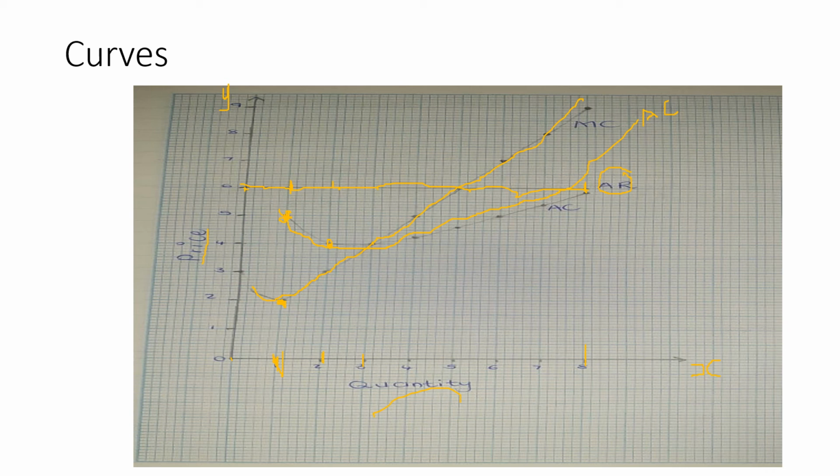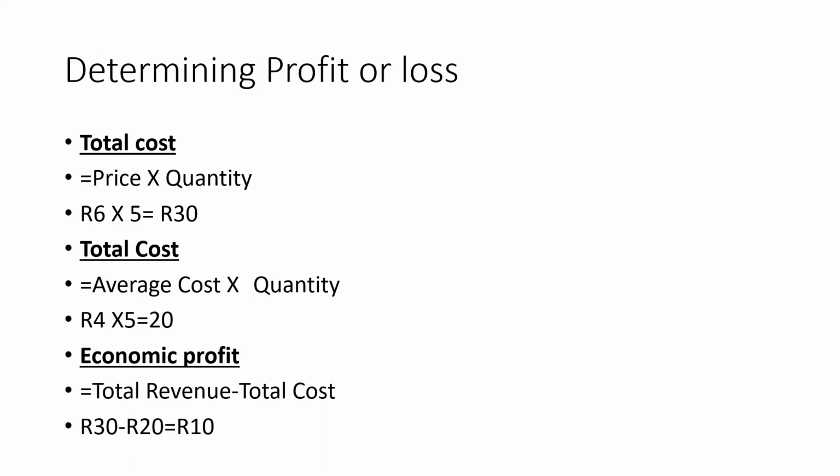We are still focusing on calculations and not on graphs. This is how we can calculate whether a business is making a profit or loss. Recall that we have 6 and our average cost is what? Where is the marginal cost? Okay, total revenue is price times quantity. Our price is at 6 rand, and at marginal cost we have quantity. The quantity at which we will be maximizing profit is 5.